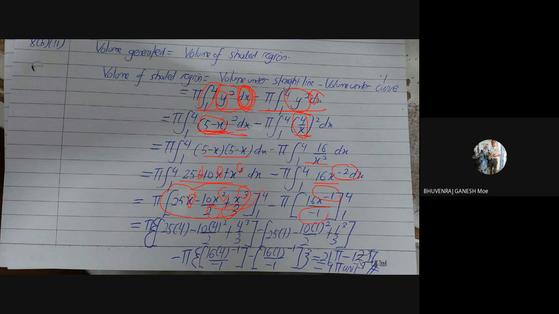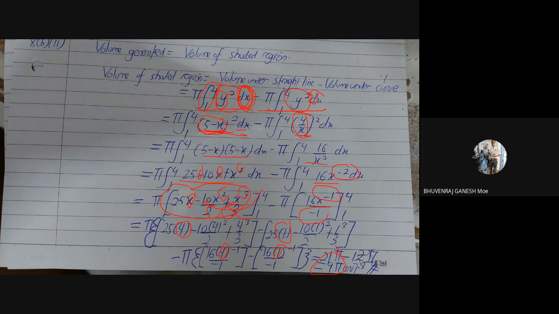Lepas tu kamu masukkan macam biasa. Substitute your upper and lower limit inside the equation. So 4 had atas, 1 had bawah. So kalau kamu selesaikan, you will get your answer 9 pi.